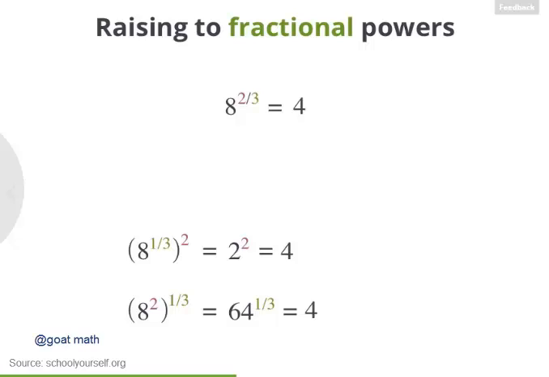So here's the general rule for evaluating fractional powers. Take the base, raise it to the power of the numerator, and then take the denominator's root. So 8 to the 2/3 means take 8, raise it to the second, and then take the third root. And you can also do it the other way around. First, take the third root of 8, and then raise it to the second. Either way, you'll get the correct answer, 4.